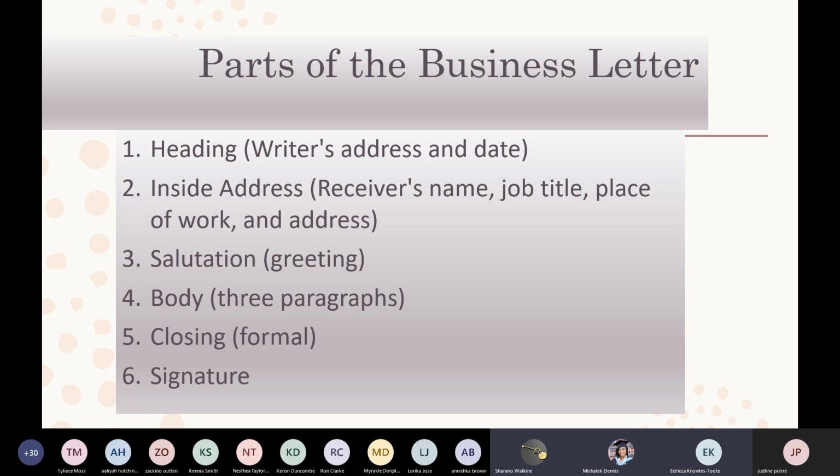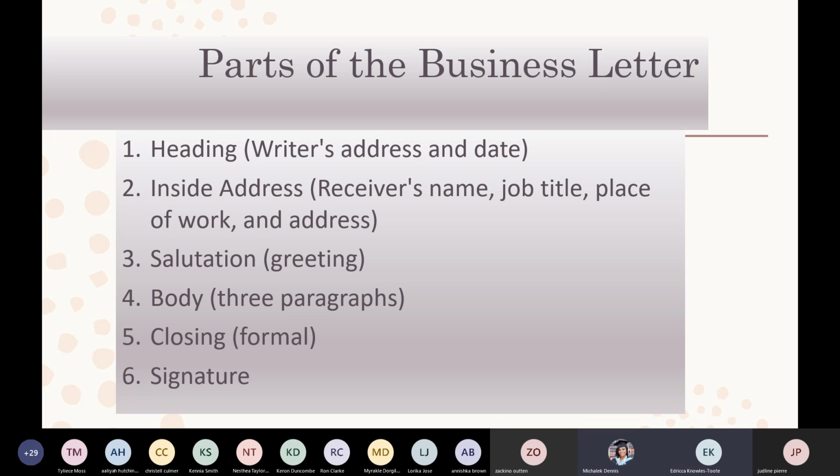Okay, so they're saying there are 6 parts of the business letter. Good. What is the purpose of writing a business letter? I named off a few of them to you earlier. What is the purpose of writing a business letter? What's the purpose? Or why would you write a business letter?